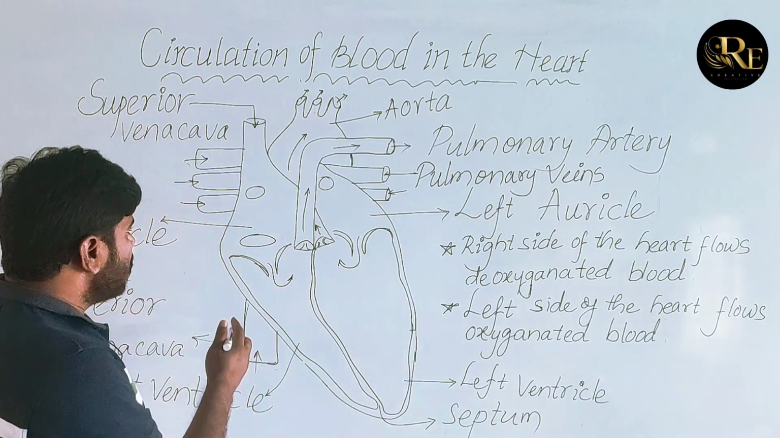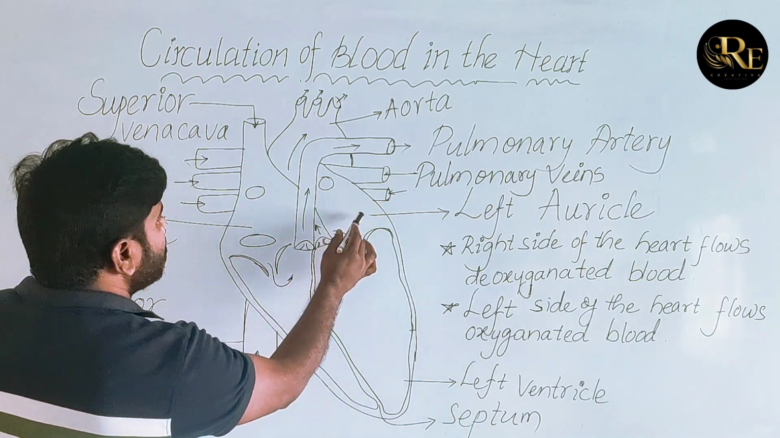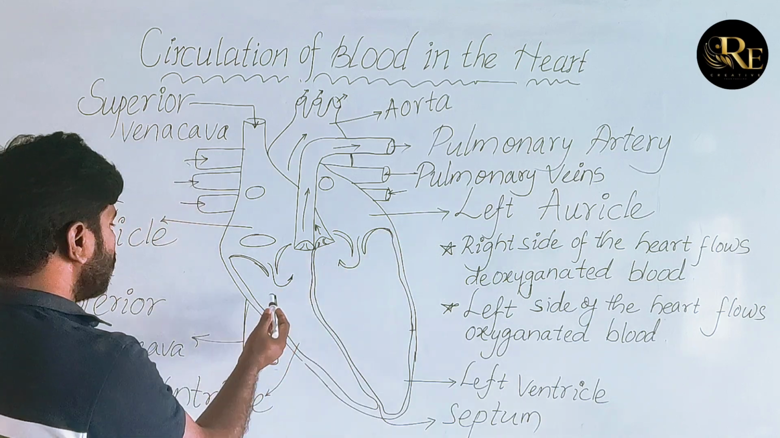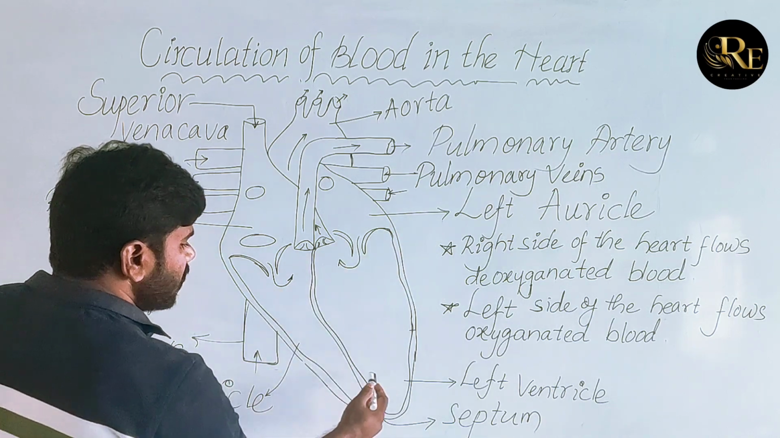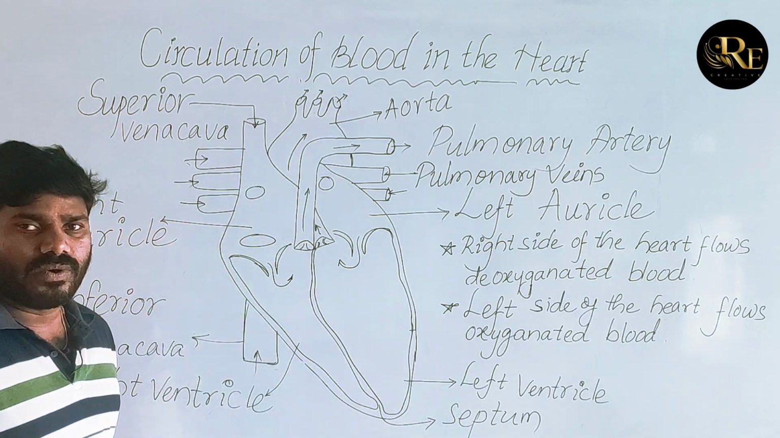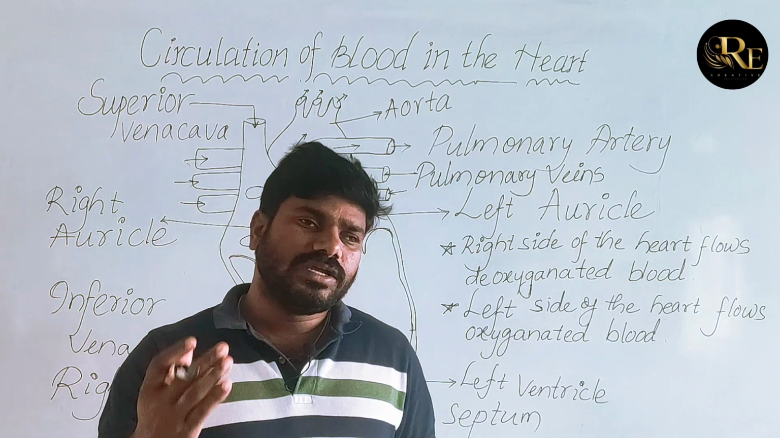Here you can see the upper 2 chambers, the right auricle and left auricle. Next, the lower 2 chambers are the right ventricle and left ventricle. Okay, next we will see how the blood flows in the heart.